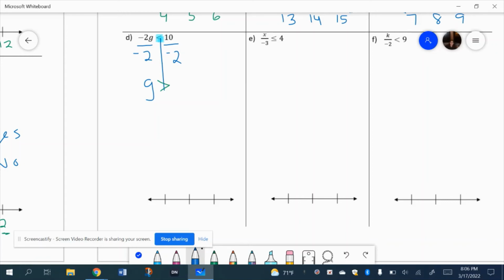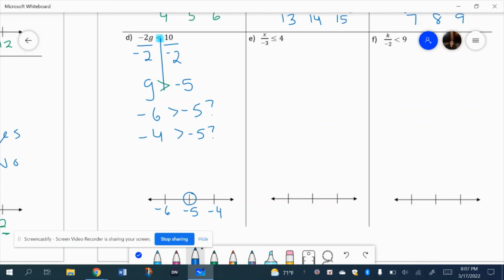10 divided by -2 is -5. So -5, one smaller is -6, one larger is -4. It is an open circle on -5. So let's plug in our values for G. Is -6 greater than -5? Or is -4 greater than -5?